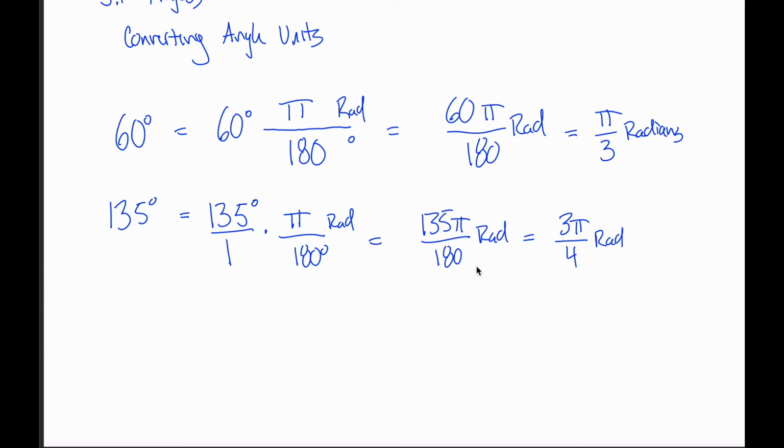The reason this reduces so nicely is because 135 is 3 times 45 and 180 is 4 times 45. And if you recognize that, great, but I'm not super concerned with that. If you got this far, then you're like, yeah, and reducing fractions, fine, that gets me here.